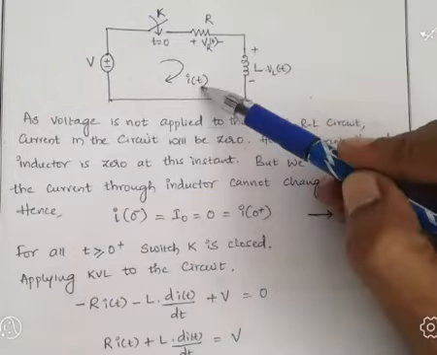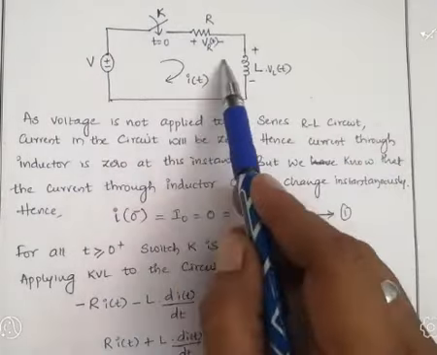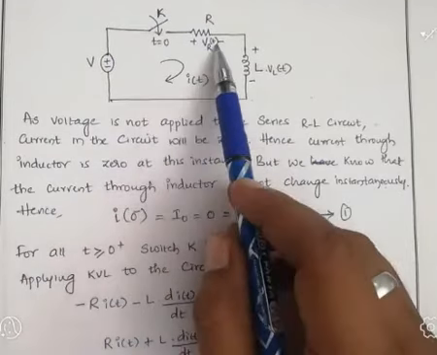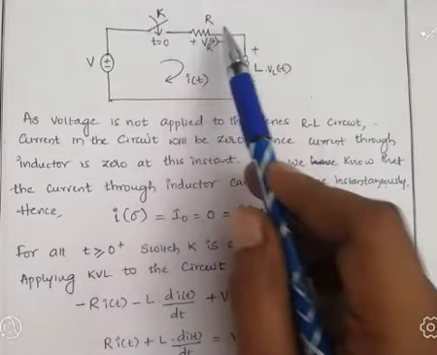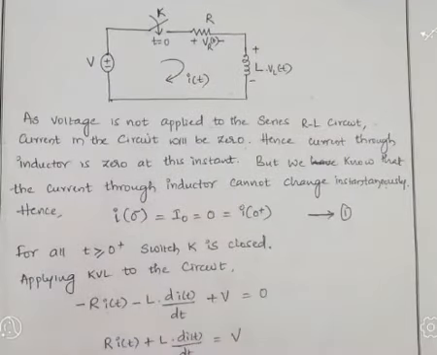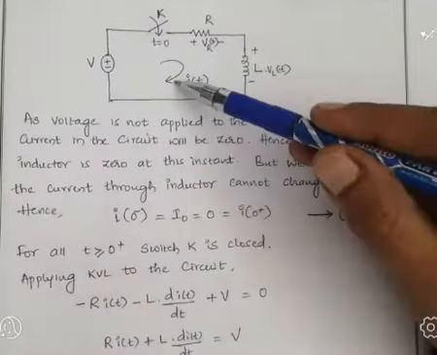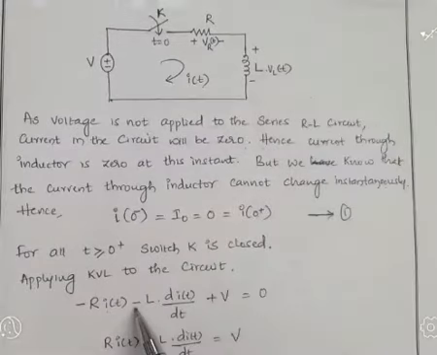Current I(t) is flowing in this direction. The arrow mark is pointing towards this polarity, hence minus I(t) into R, minus R into I(t). Very good. Next, the direction of the arrow mark is pointing towards this polarity, hence it is minus what?